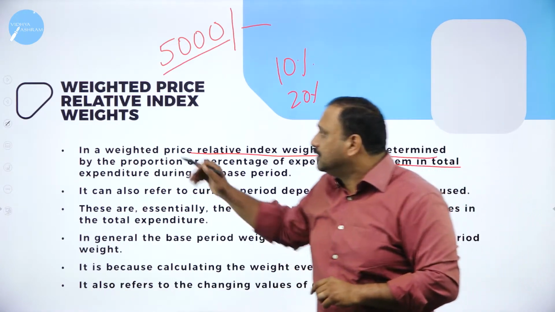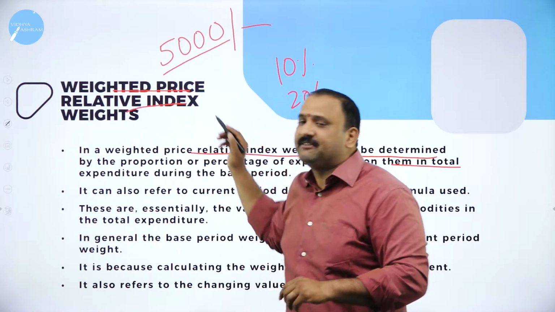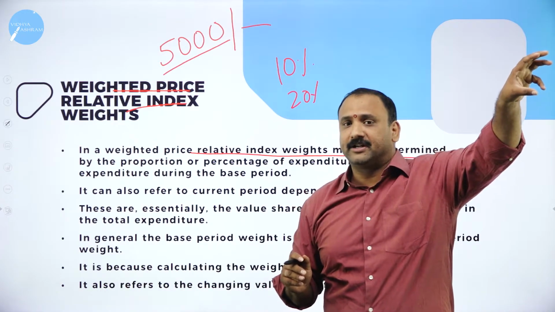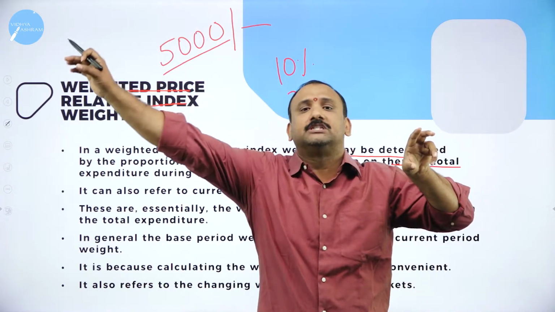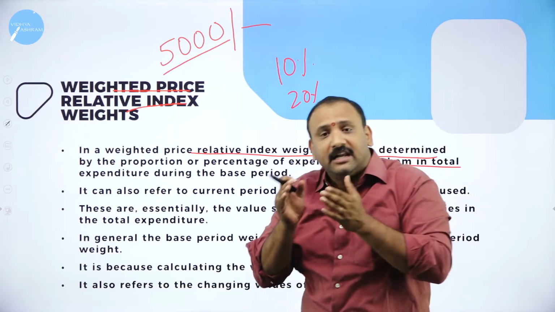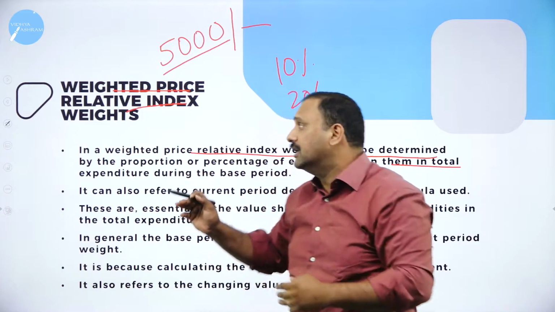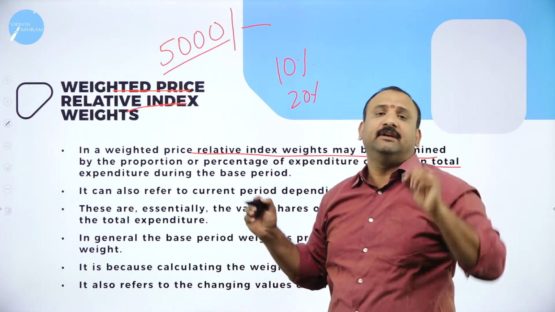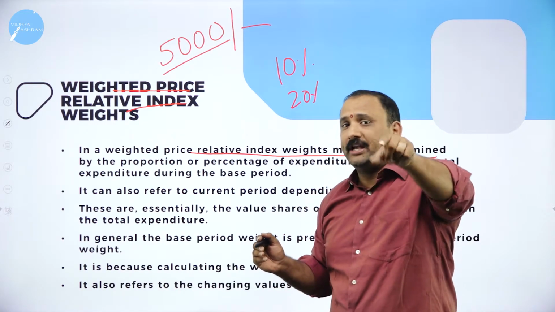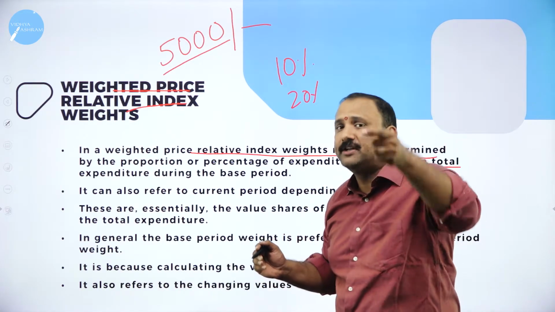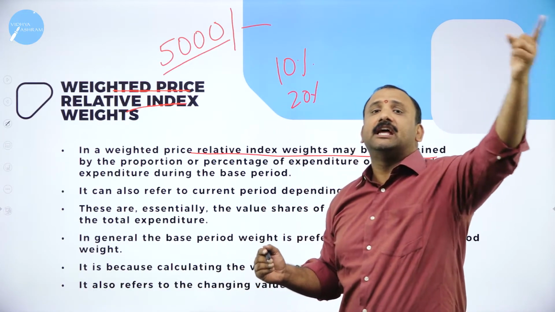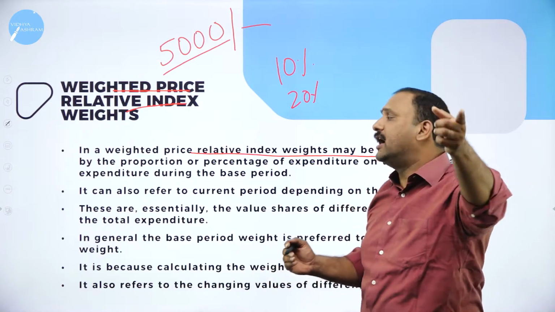So that is where the weighted price relative index comes in. Weighted. So you are giving a weightage to a particular commodity in relation to some other. In relation to rice, what is the weightage of oil? In relation to wheat, what is the weightage of sugar? So the weighted price relative index is a factor that is going to measure your weightage, your component, your priority, your preference that you give to a particular product in relation to another product or commodity.